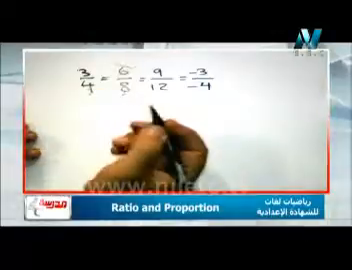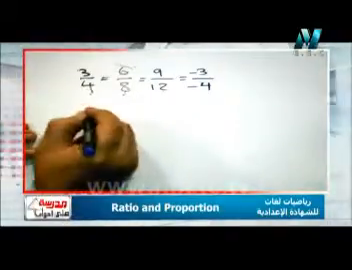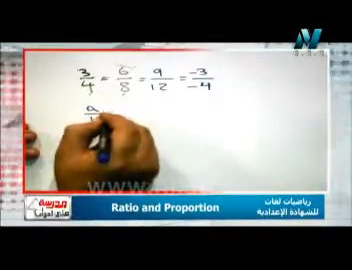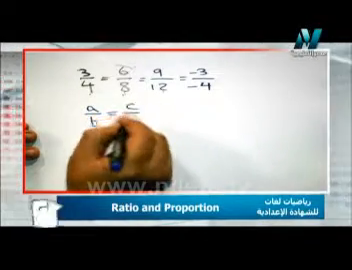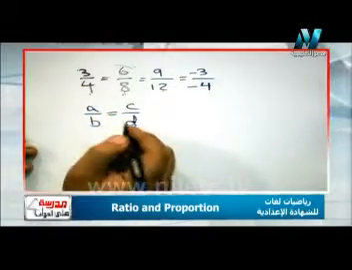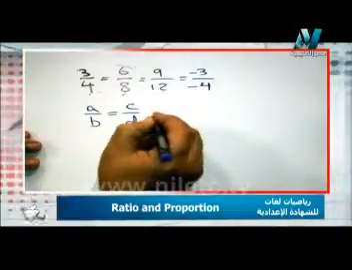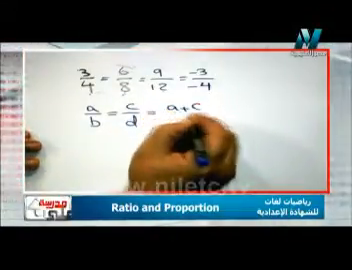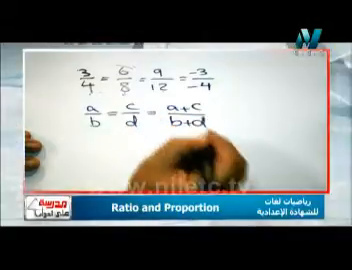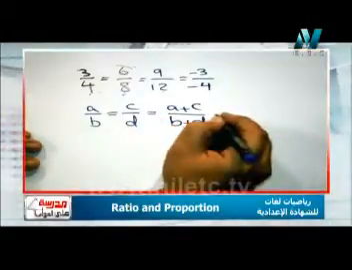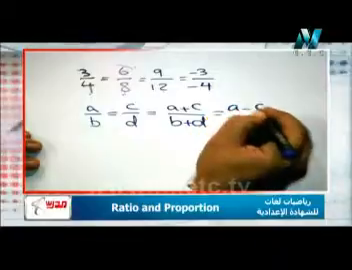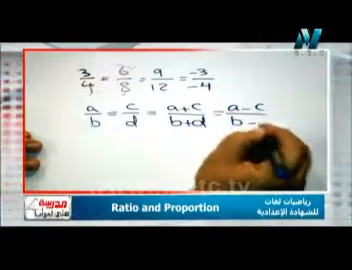So we can write this new rule as: if we have A over B, which is the same as C over D, this is a proportion of 4 quantities, A, B, C, and D are in proportion. So this proportion may be equal to A plus C over B plus D, or it will be the same as A minus C over B minus D.